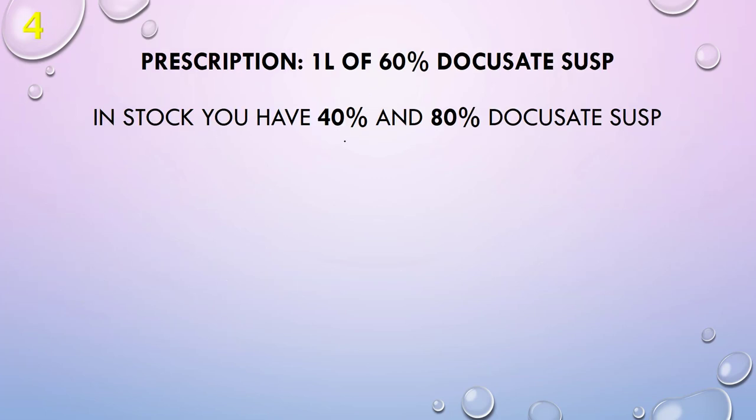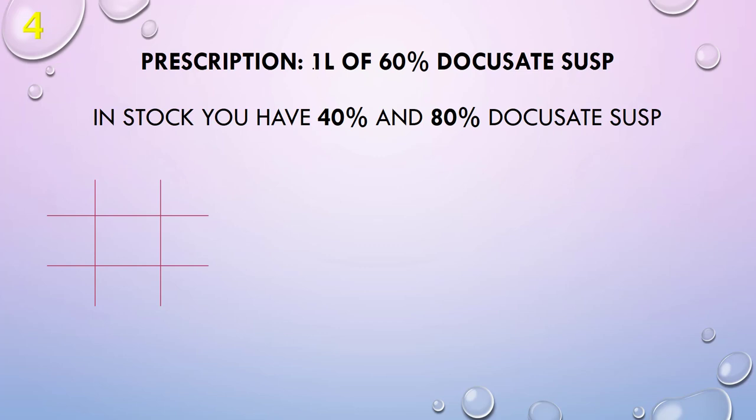All right, for our last one, we have 1 liter of 60% docusate suspension. In stock, we have 40% and 80% docusate suspension. So common convention would be that we would set up our tic-tac-toe table. We would then put what we're after in the middle and what we have on the sides here.